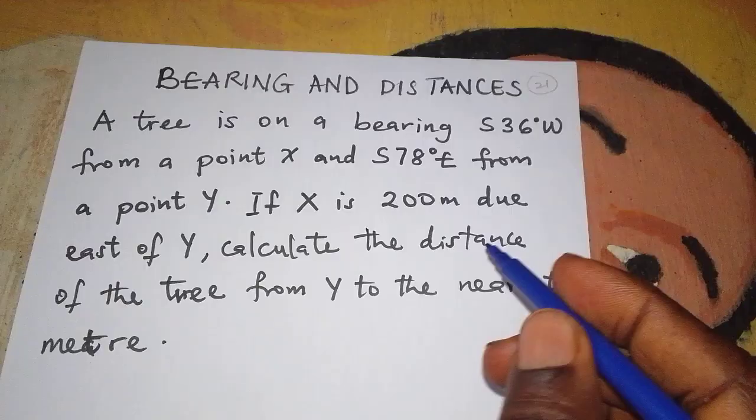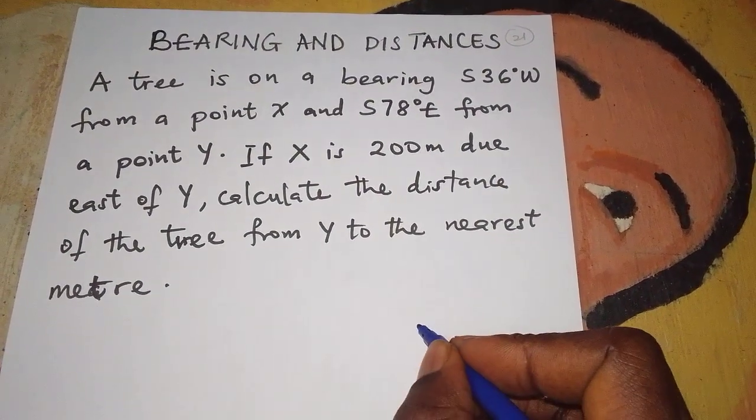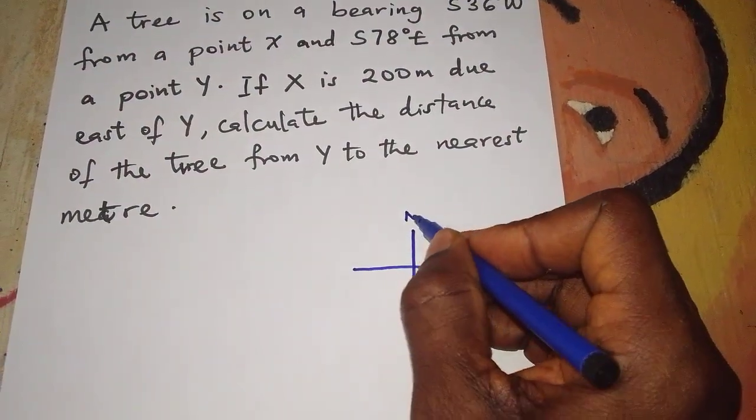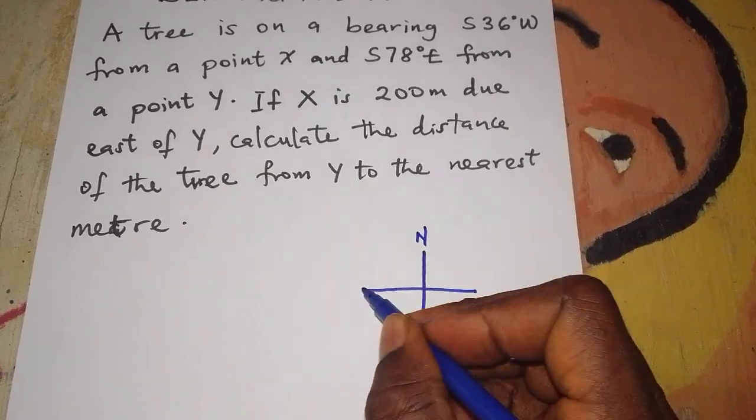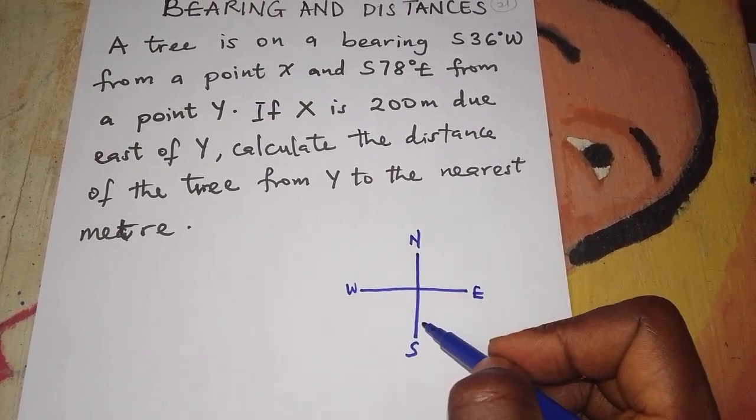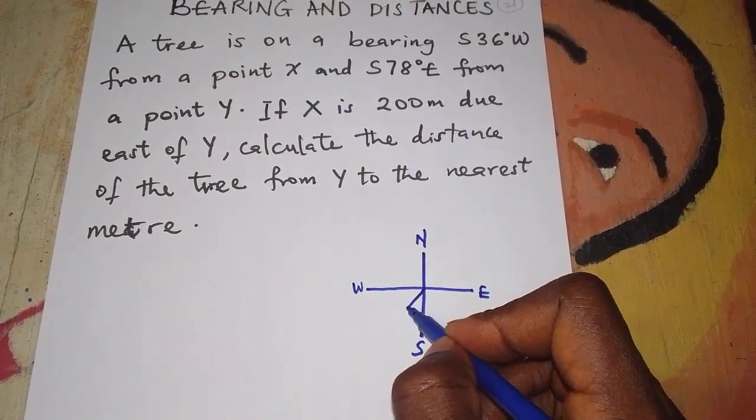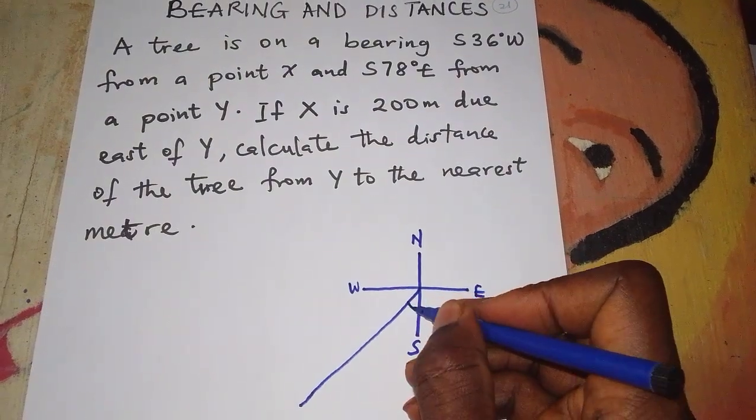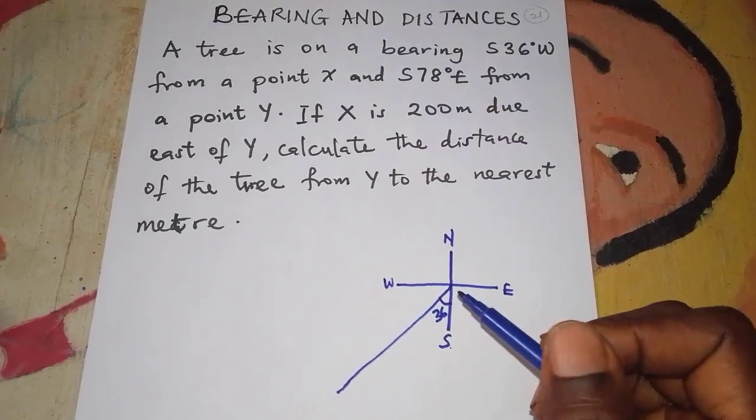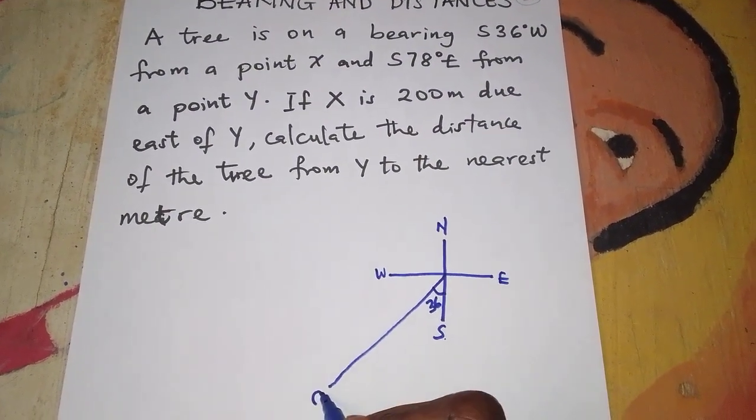A tree is on a bearing of south 36 degrees west. So if you draw the four cardinal points here, you are having the north, south, west, east. So the line should be between the south and west, 36 degrees west. So the line should be here. So this is south 36 degrees west. So let's say the tree is around this side. So we have the tree to be here.